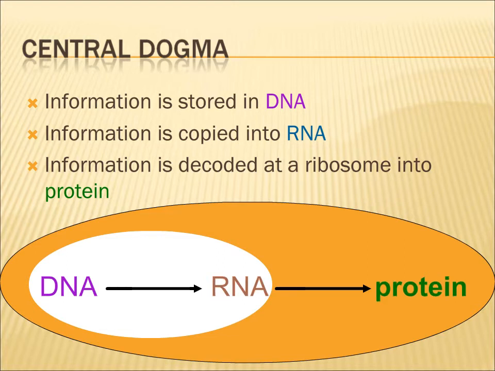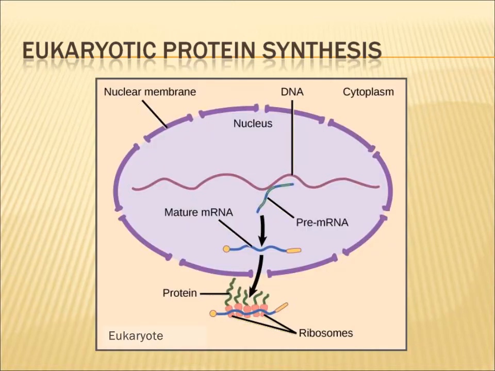If the copied information contains the recipe for making a protein, the RNA is read by ribosomes and a protein is produced. This process is translation. Let's review a few more details. Here is a general diagram of protein synthesis in a eukaryotic cell. How can you tell it's a eukaryotic cell? Right, it's got a nucleus.